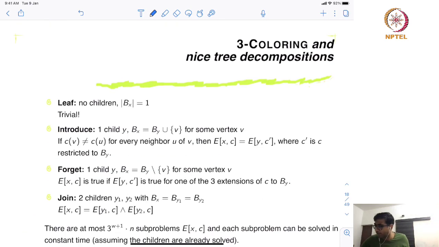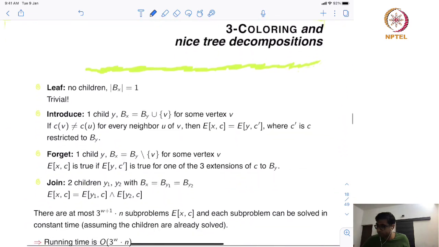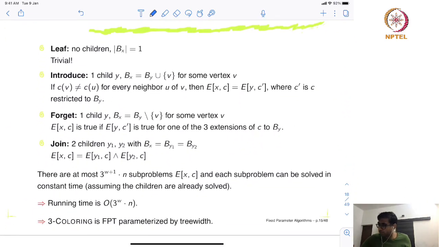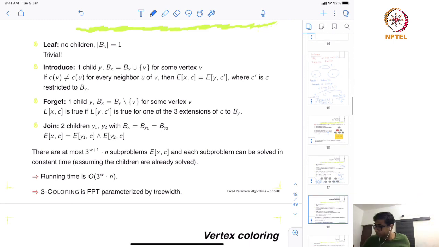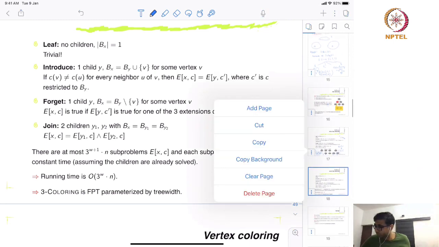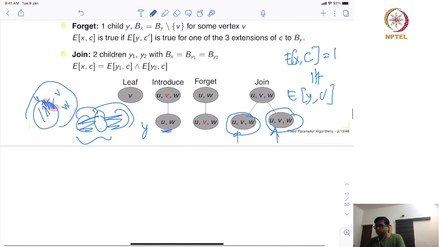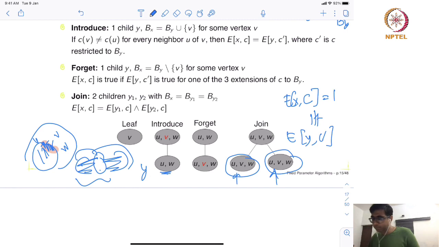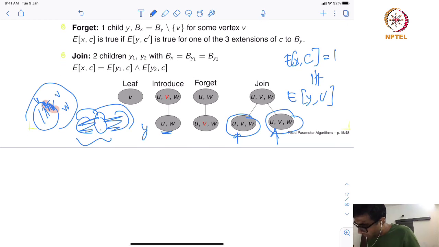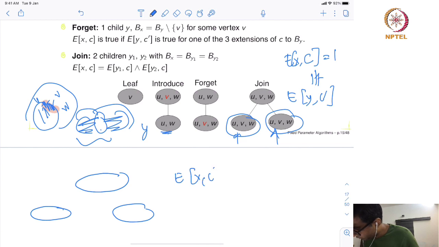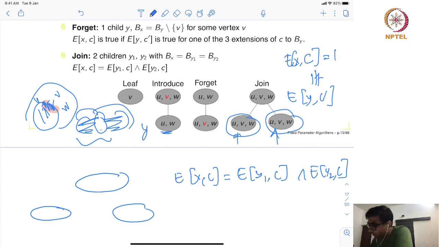So let's just try to show this. It will help us. So basically, what is this? This is a join node. Okay, so now, how do I show? Look.